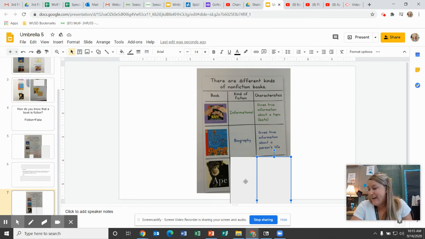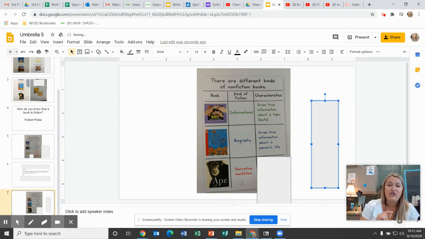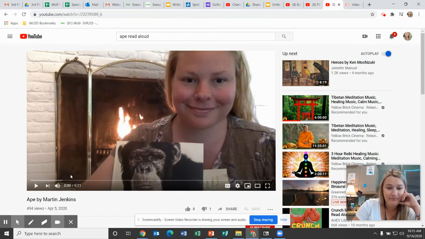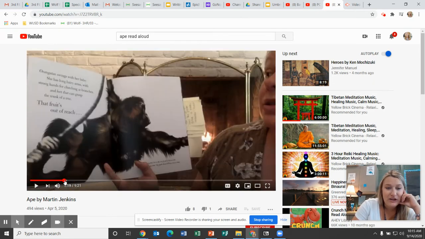Now we're going to look at Ape. Ape is a narrative nonfiction. Let's think about that. In writing, right now, we are writing narratives about true stories. And nonfiction just says that it's true, not fake. So a narrative nonfiction is someone writing a story about something that happened, right? Let's look at this book. This is called Ape. Let's look more at this book.